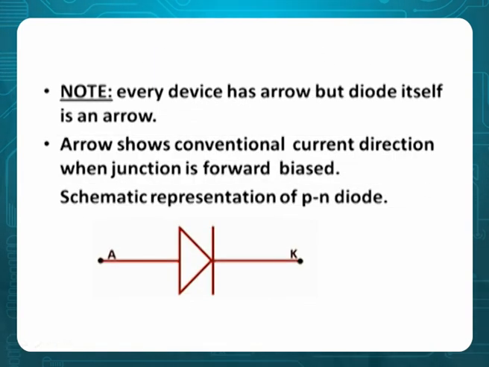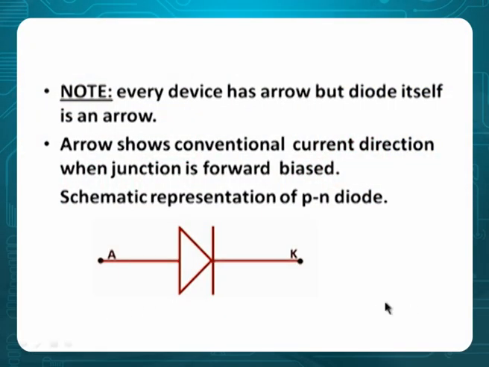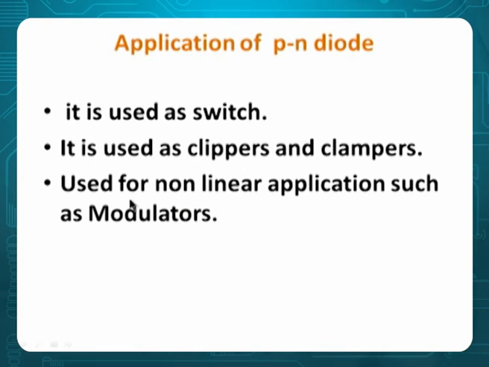Every device has an arrow, but in a junction diode the diode itself is an arrow. Normally in every device you will put an arrow, but in a junction diode that itself is the arrow. But what does the arrow show? The arrow shows the conventional current direction when the junction is forward biased. Suppose you forward bias the junction, current flows in this direction, that's why it is the current direction. Applications of PN diode: it is used as a switch, it is used as clippers and clampers, and used for non-linear applications such as modulators.